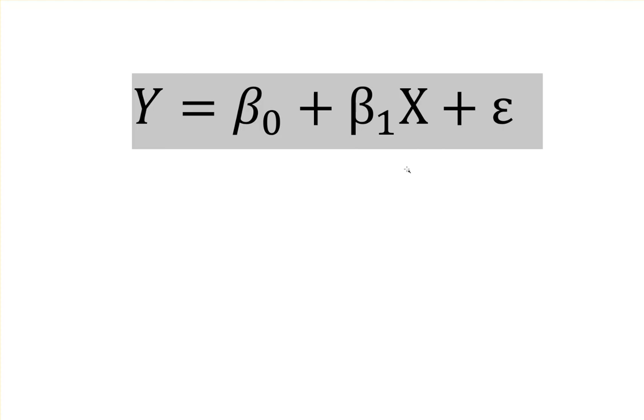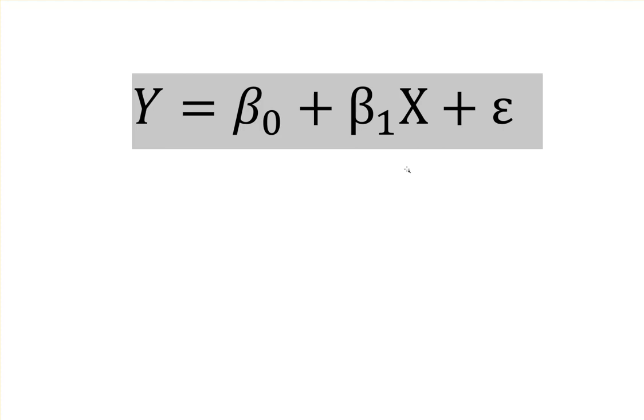We might look at something like money spent on advertising and how that affects sales. So depending on how we have our x, the units of our x probably is in dollars. Beta 1 would tell us for $1 additional spent on advertising, we would expect a beta 1 change in sales.